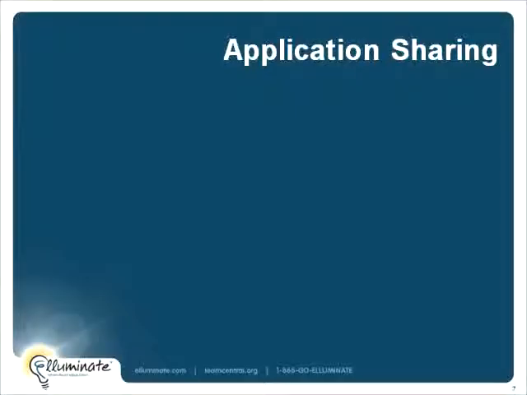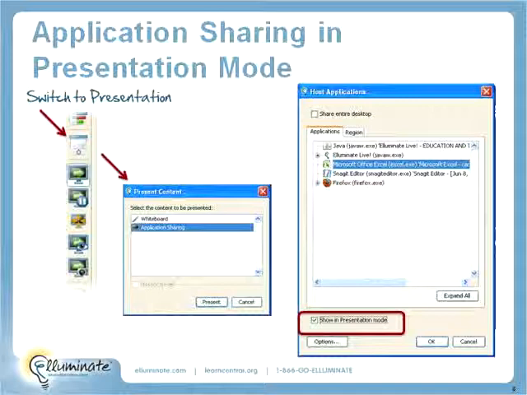Let's talk about application sharing, because you could do the same thing with application sharing. Simply click on application sharing, go ahead and start it up. Once you've started up application sharing, you're going to have a presentation button. This allows you to go ahead and open up present content, and this time you're going to see application sharing has been added to the options. Click present.